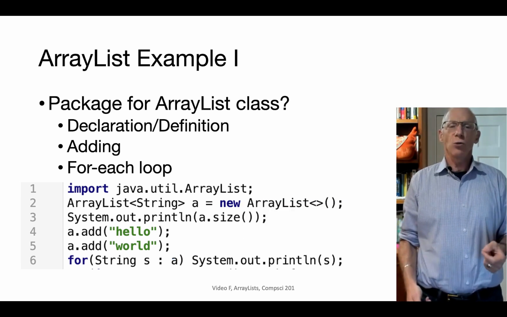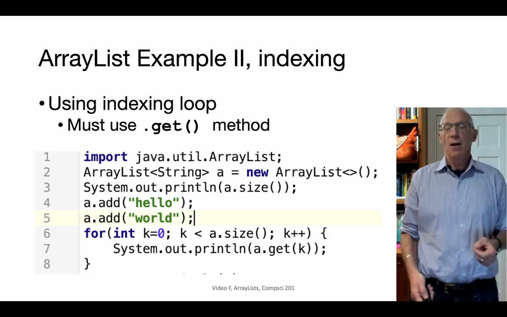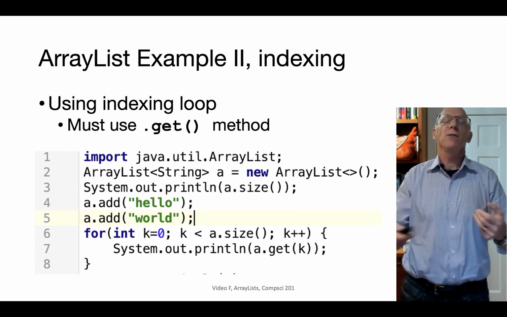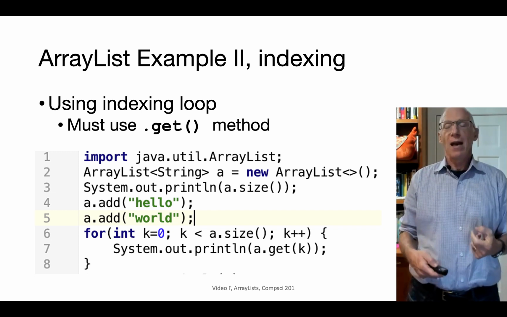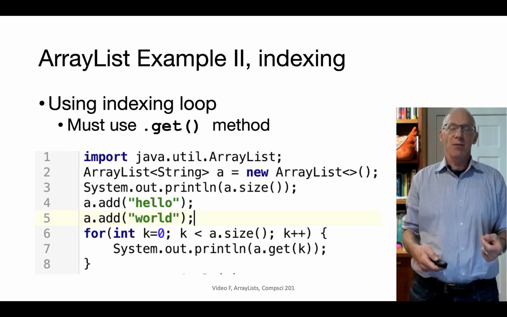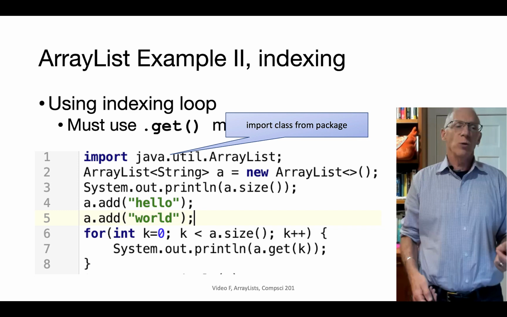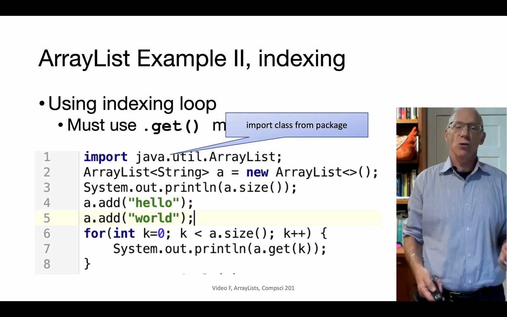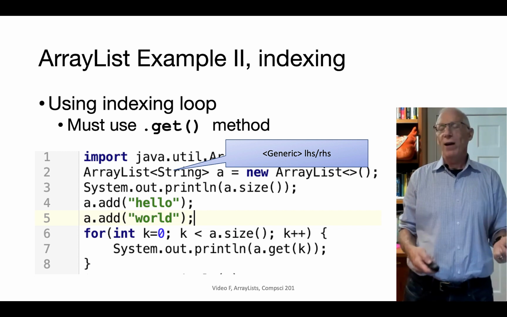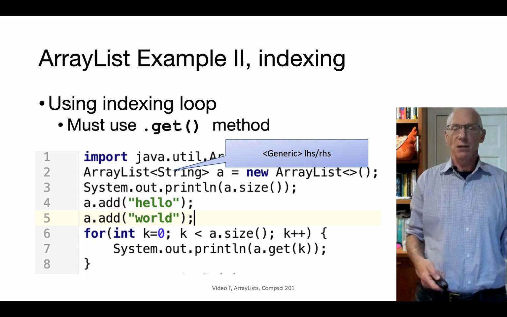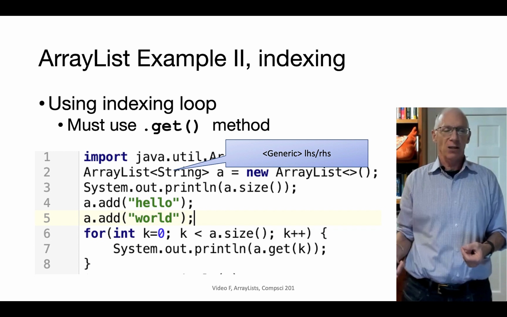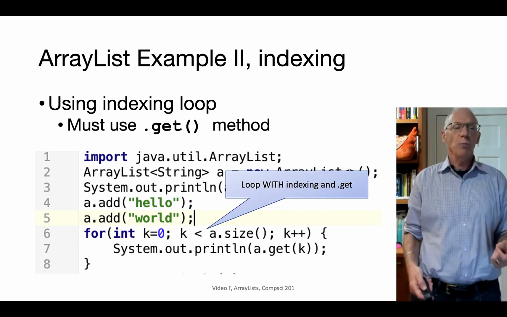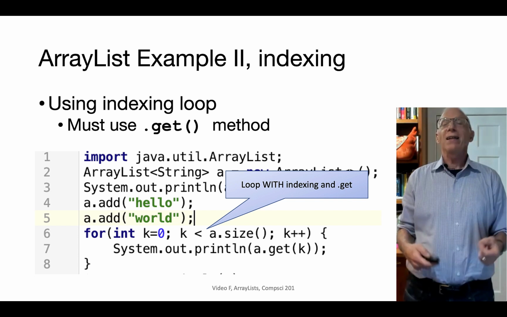We can also use an indexing loop. The difference in an indexing loop is we need to retrieve the elements from the array list, and we'll see that requires the use of a method named get. So like we saw before, we import the class from the java.util package. We create an array list object by including the type on the left-hand side and not on the right-hand side. We then add elements to the array list, and then we loop using a standard indexing loop.